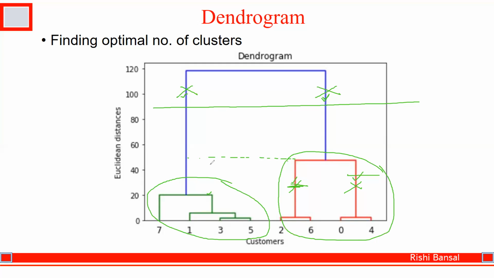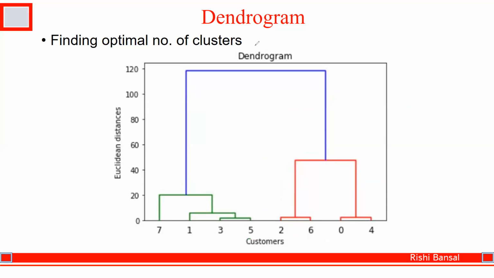Now remember one thing. In our case we have cut the cluster from here because the upper part of this vertical line was the longest part. There may be a situation where this upper part may be very small. Suppose this comes till here.